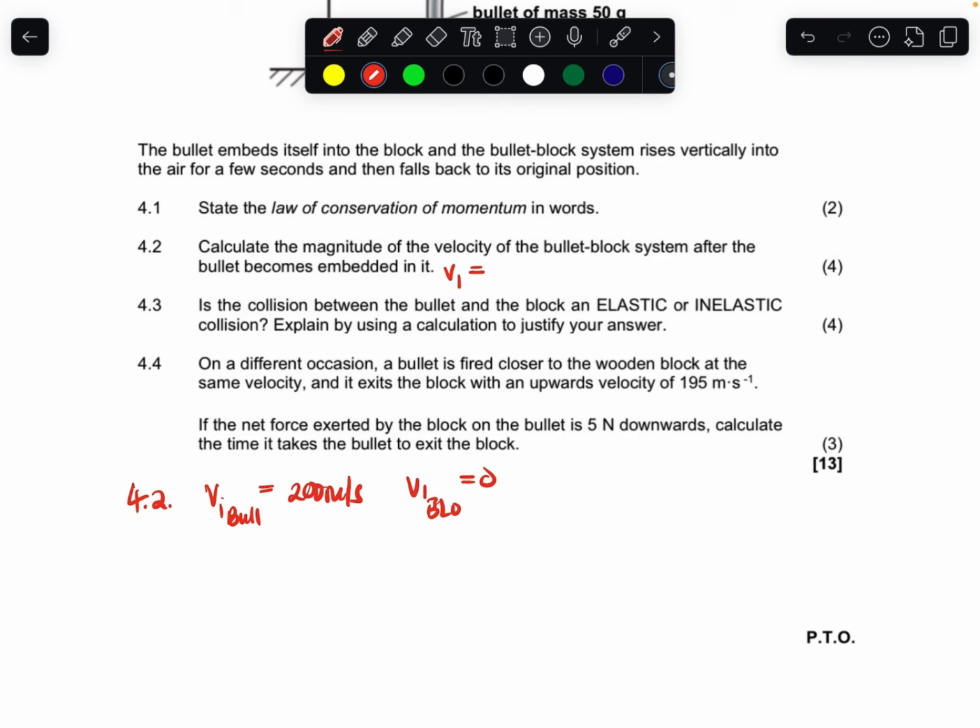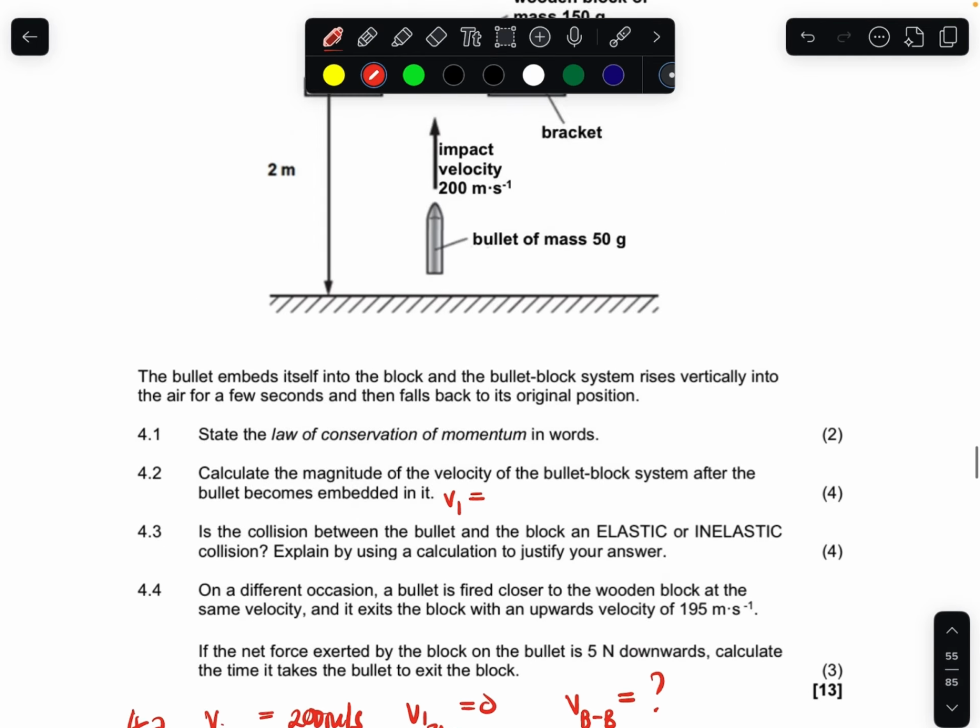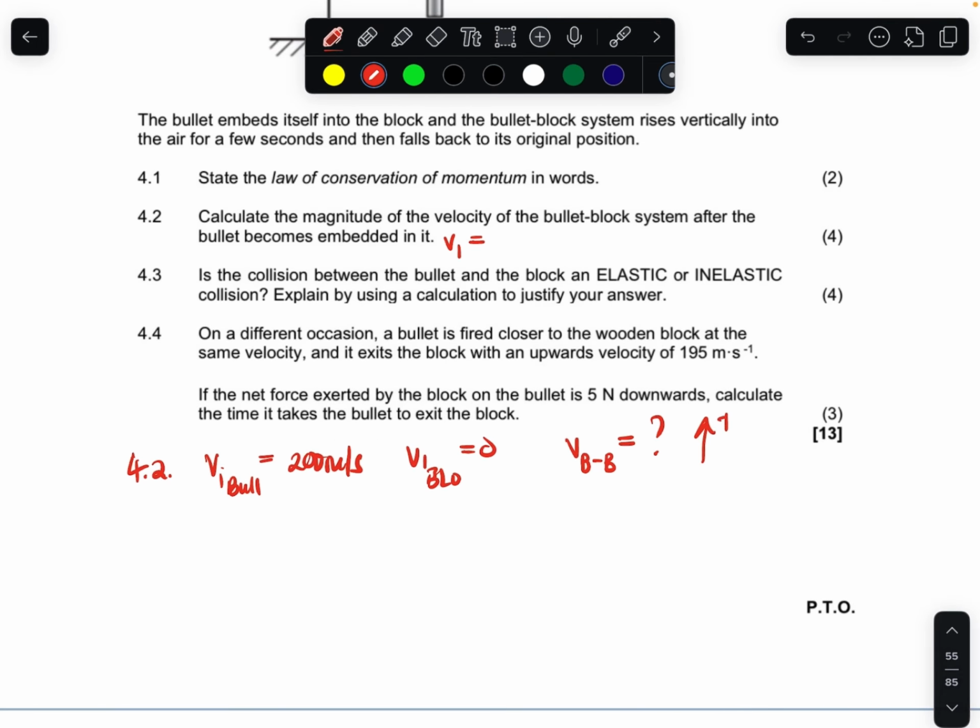So since now they move together, the bullet is embedded, so they're going to be a system, I'll say BB, which is a bullet block system. So they want the final velocity of that. And then we're going to choose vertically upward as positive, right? And then you must remember their masses are combined, the bullet block, when they are a system, right?